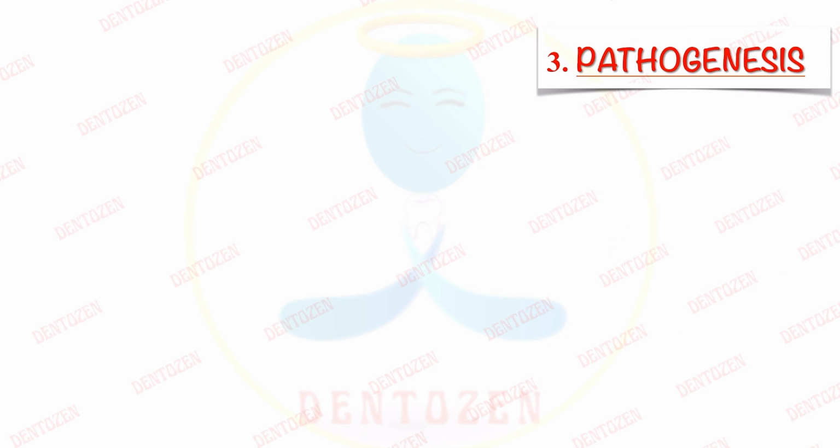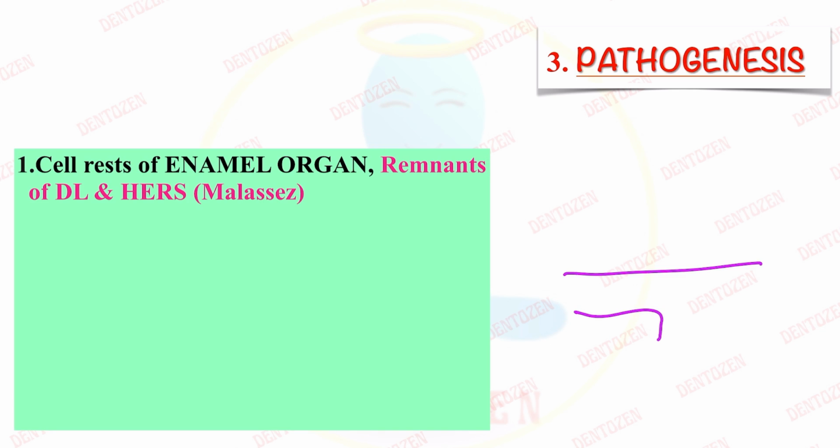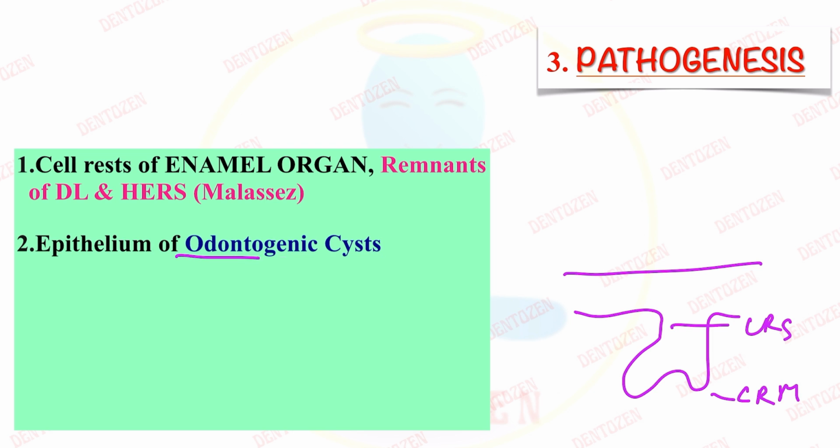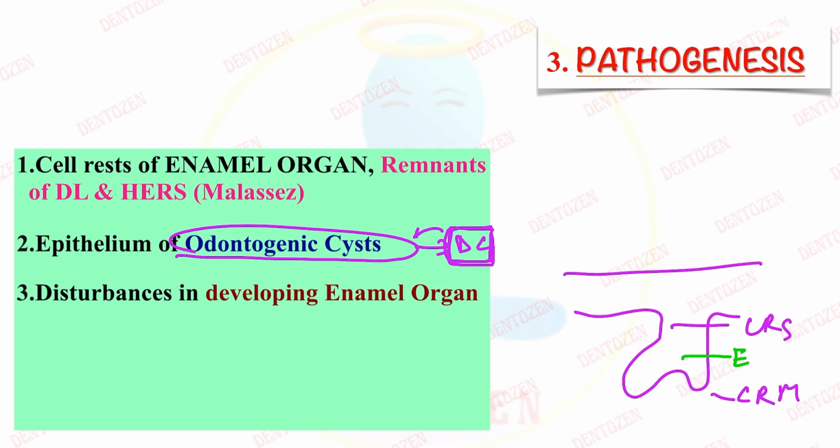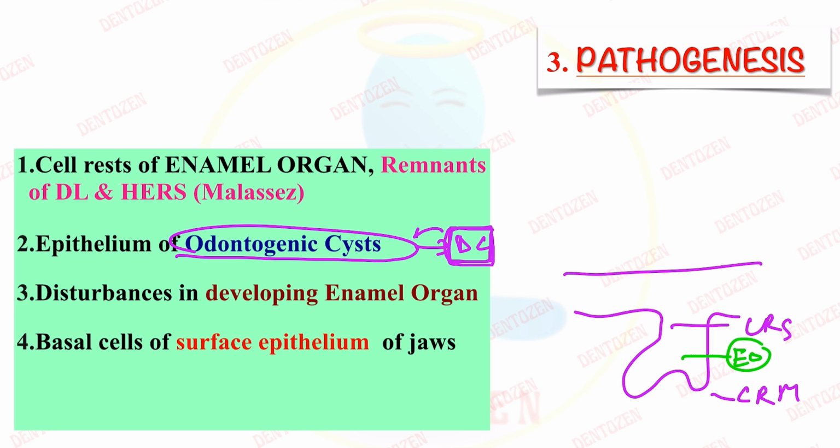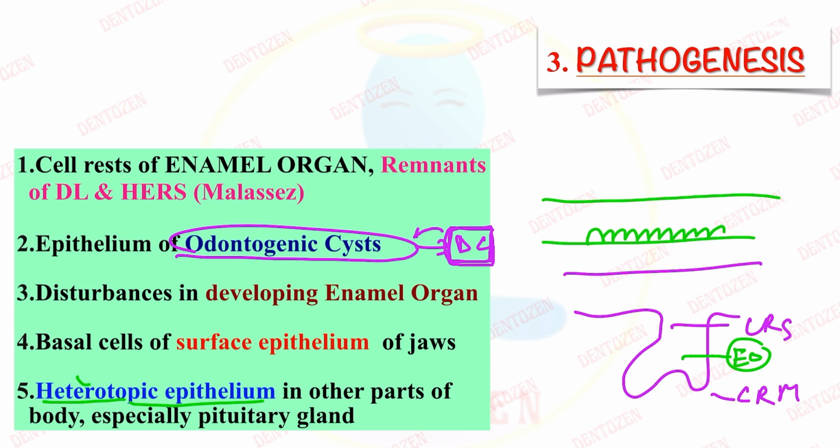Now we come to the pathogenesis. So it is arising from remnants of dental lamina, that is cell rest of Serres, and remnants of Hartwig's epithelial root sheath, that is cell rest of Malassez. Second is, it can also arise from the epithelium of odontogenic cysts, especially the dentigerous cyst. When we read about dentigerous cyst, we read that one complication of dentigerous cyst can be development of ameloblastoma in its epithelium. Disturbances in the developing enamel organ can also lead to ameloblastoma. Then the cells of the surface epithelium can also give rise to ameloblastoma. Then heterotopic epithelium, hetero means different, occurring in other parts of the body, especially the pituitary gland.